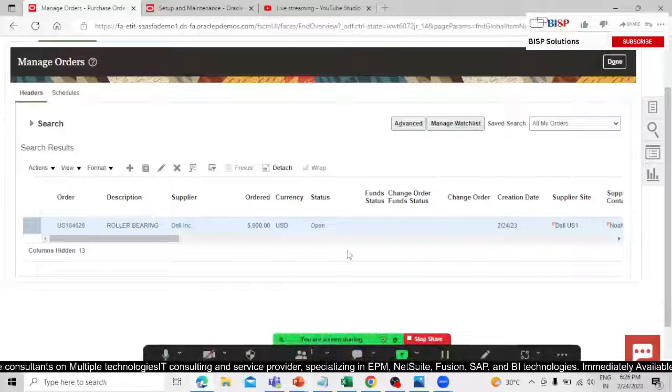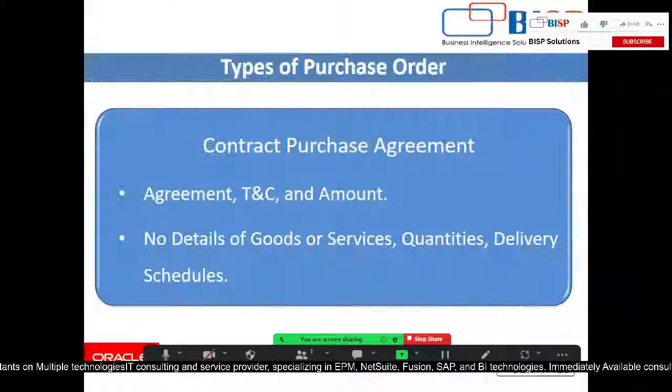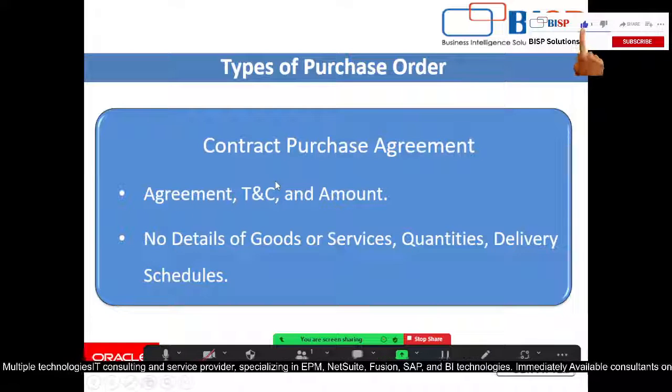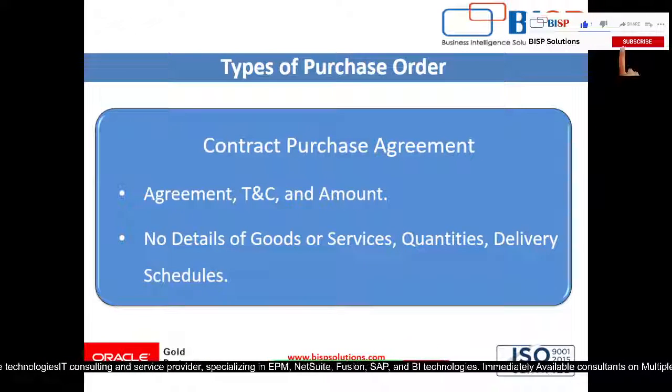So we have covered all the types of purchase order. Hope you understand all the things in this purchase order, how to create the agreements, how to create the rules under this agreement, right? How to create the standard purchase order, right?